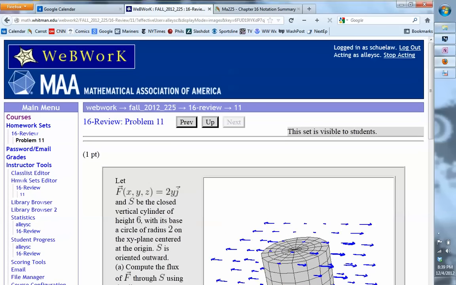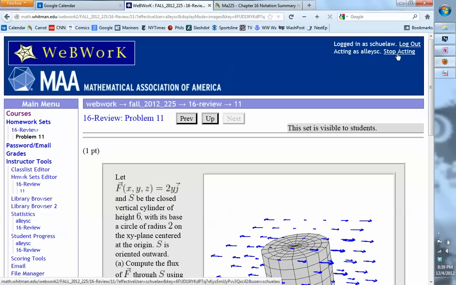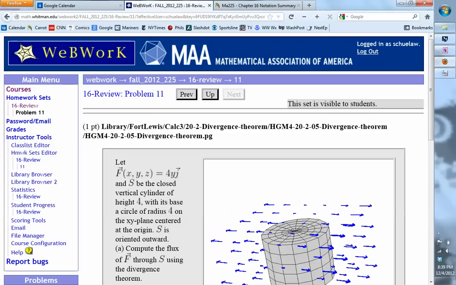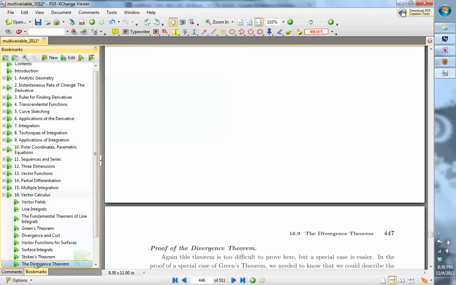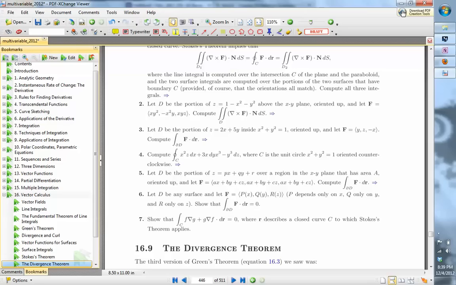And I'll stop acting as Chloe. There. Well, I have a question from the Stokes section of the book. It would be number 16.8, number 3. So now we have the portion of the plane inside x squared plus y squared equals 1, oriented up, and f is that thing.